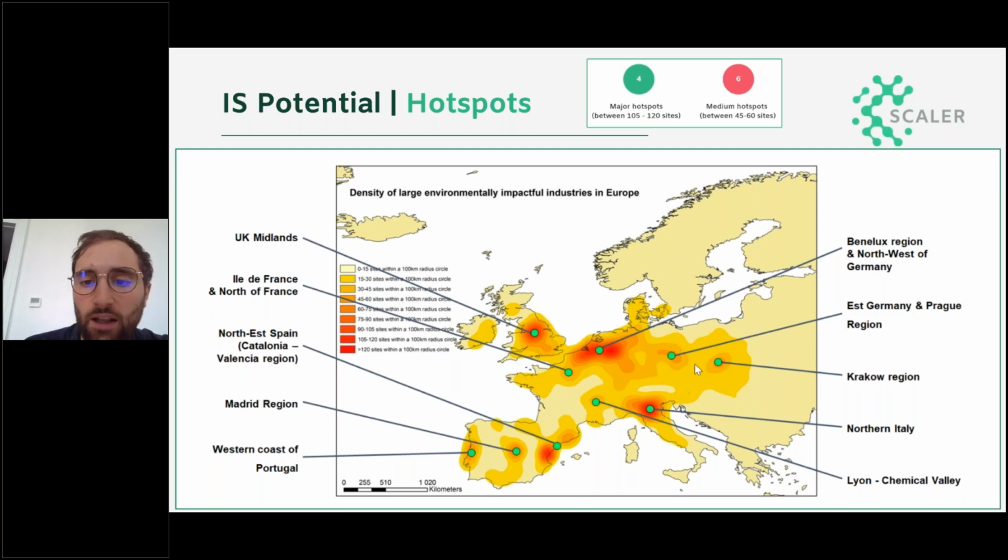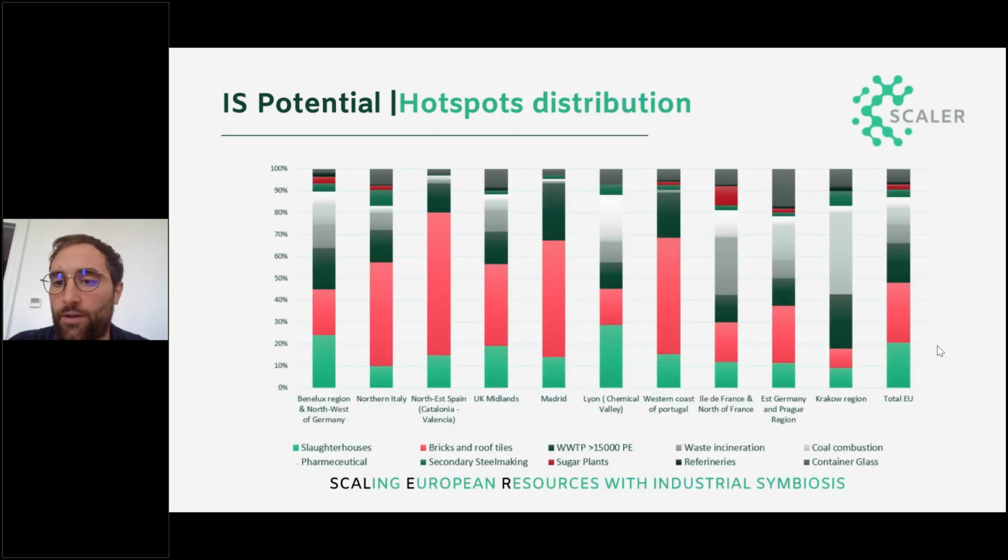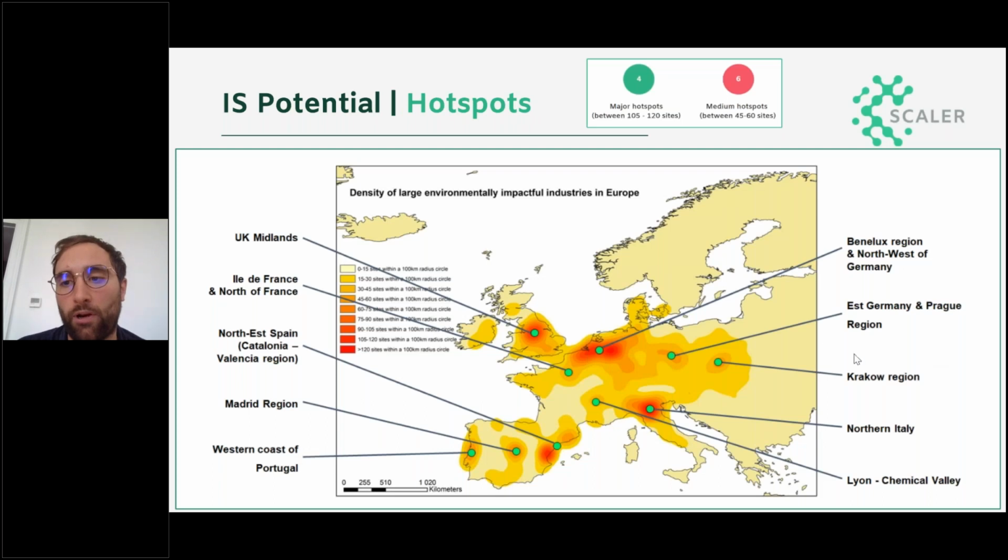Other medium hotspots are in Ile-de-France and north of France, the western coast of Portugal, the Madrid region, the Lyon region with the Chemical Valley, the Krakow region, and the east of Germany and Prague region. So it does not mean that there is no potential not in the hot regions, but in this region you have a large, very good possibility to identify a partner to implement a synergy.